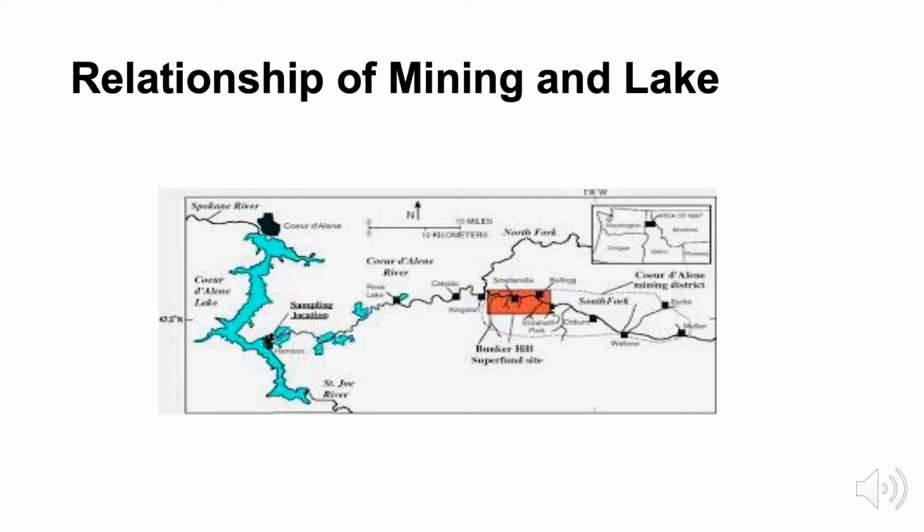Again, there were 20 major mines at one time, and the mines mined the metals, and in the process of mining, in the process of cleaning the materials, there was a lot of slag that was produced. This slag was deposited near the mines, along the river, and eventually this slag washed down the river and into Lake Coeur d'Alene.